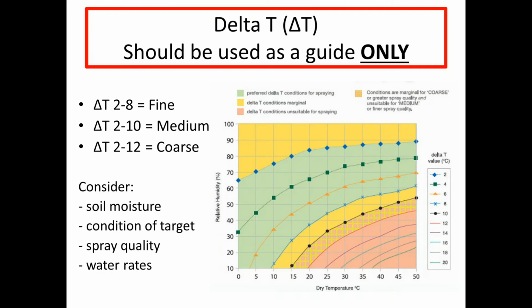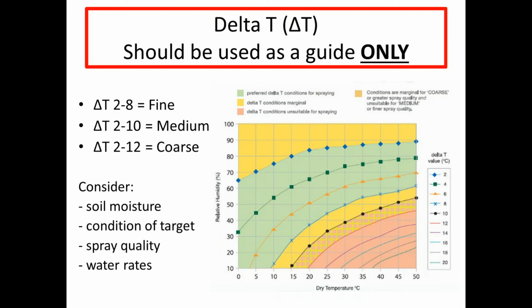So the 2 to 8 delta T that is often banded around as the ideal conditions is really aimed at a fine spray quality. So if we're using larger spray qualities, we can push that out. But more importantly than delta T is considering the health of the target and how that weed is going. So measuring the delta T at the weeds rather than up in the air in summertime will give us a bit better idea of what's going on.